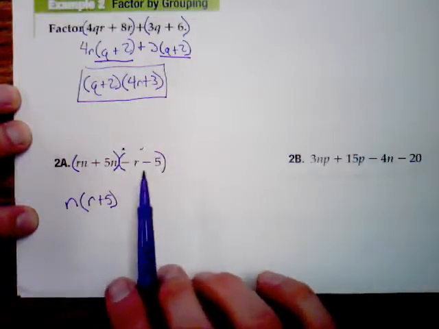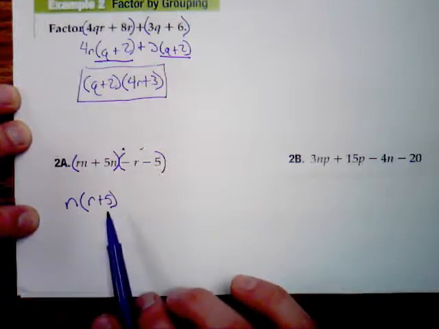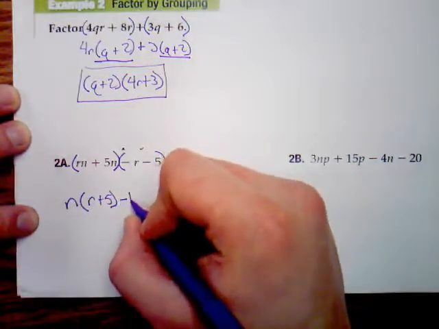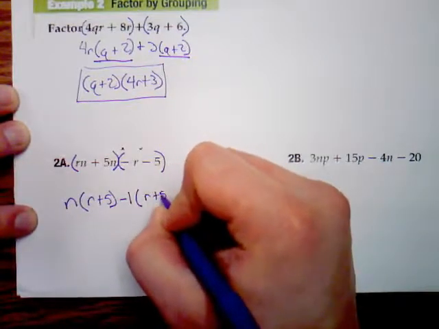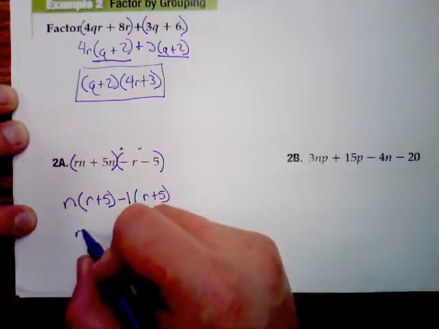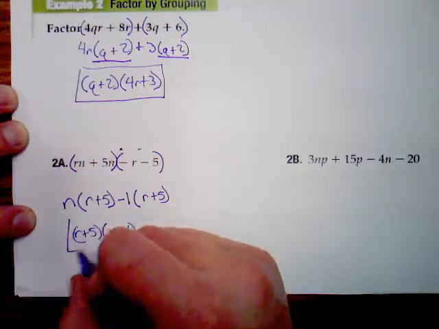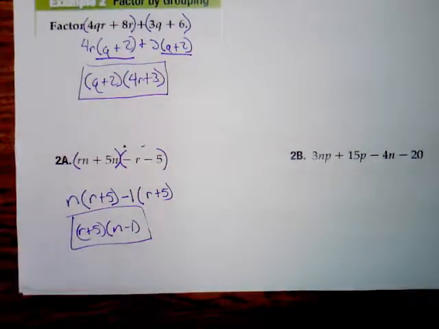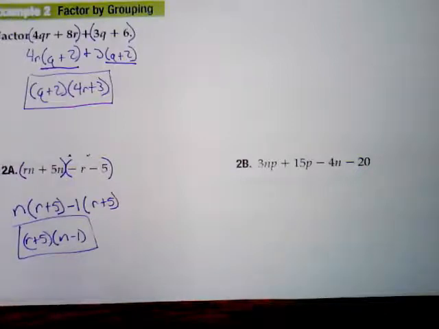It looks like they don't have any greatest common factors, but if I just leave it, that's negative r minus 5. That's not what I want. So what I can do is factor out a negative 1. So if I divide both quantities by negative 1, they turn into r plus 5. Now I have that common binomial factor that I'm looking for. So I take that out and put it in front, and I'm left with n minus 1. And again, if I wanted to FOIL, I could get back to the original. So go ahead and pause the video at this point and try 2b on your own. I'll be back in a second to go through that with you.